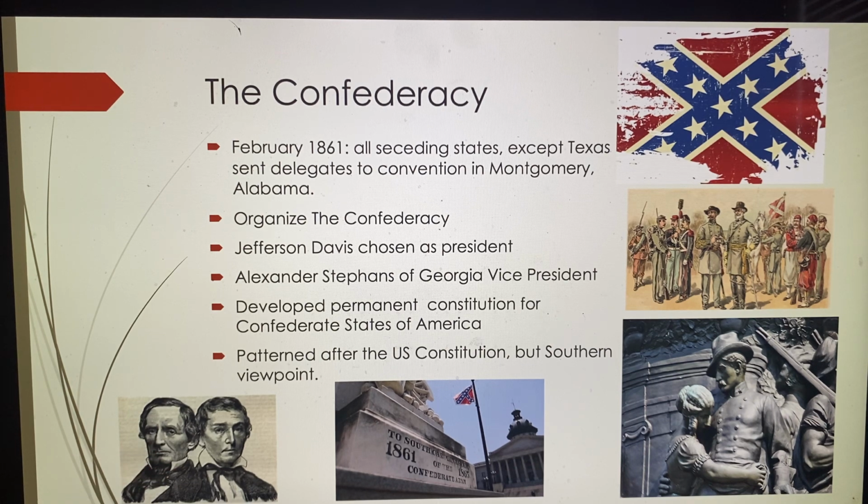Here's a picture of Jefferson Davis and Stephens of Georgia, the president and vice president of the Confederacy. And they decided to develop their own constitution for the Confederate States of America. They patterned their constitution after the United States Constitution, but they put their Southern viewpoint into it. So here's a picture of the Confederate flag. Here's a picture of them getting together for the Confederacy in the South. And you can see how the Confederacy was now going to be their own country, seceding from the United States.